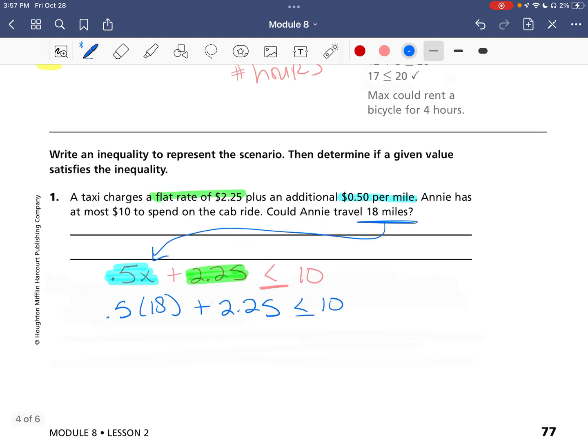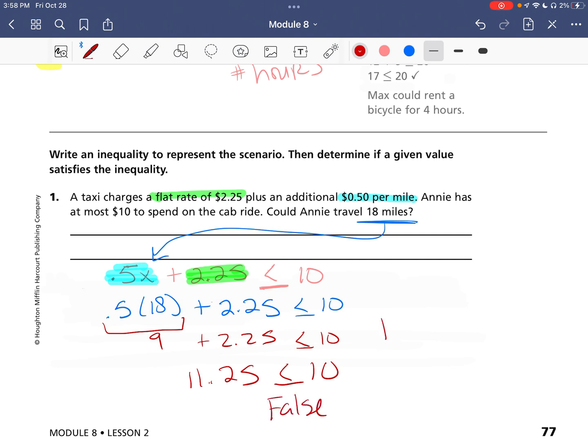Pause the video. Simplify this. These are like terms. You first need to do a little multiplying and then add your 2.25. Pause the video and see, what do you think? Is that possible? Not possible? All right, so 0.5 times 18 is 9, plus our 2.25 will give us 11 and 25 cents. Is that less than or equal to 10? Nope, that is false.